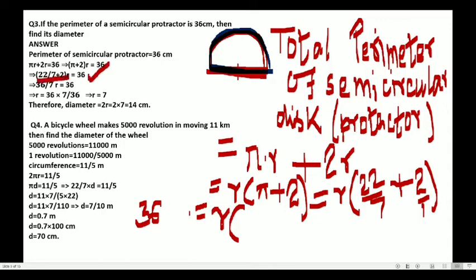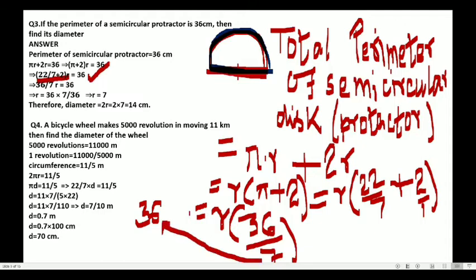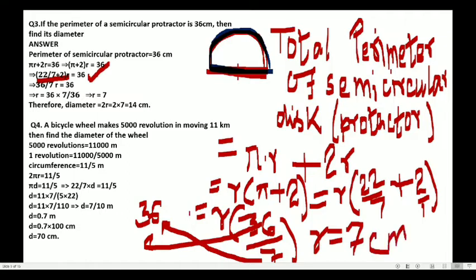After adding it, we are getting 36 by 7. Now this 7 will move up and 36 will come down. You can see 36 will be cancelled, and then you can get the radius as 7 centimeter. But the question asks about the diameter.